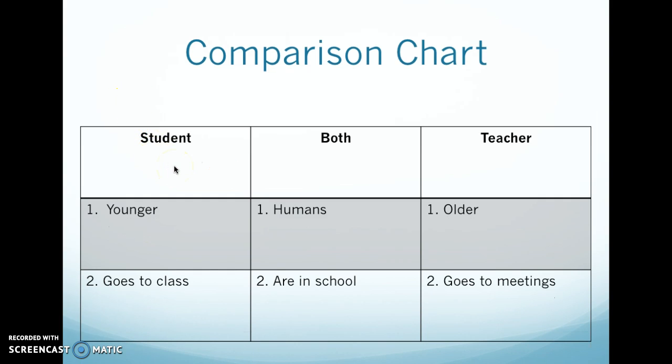So for my example, I chose the student and the teacher. For the student, I put that they are younger and that they go to class, where the teacher, I put that they are older and they go to meetings. But for the both column, the similarities, I put they are both humans and then they are both in school.